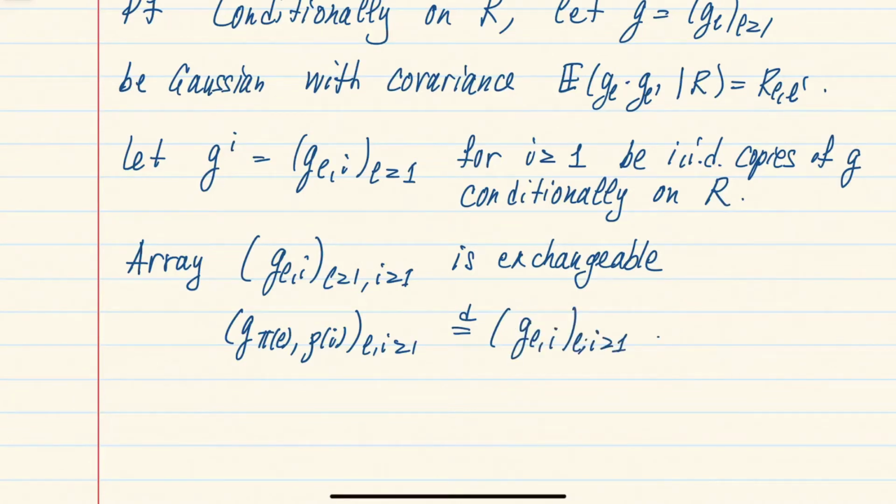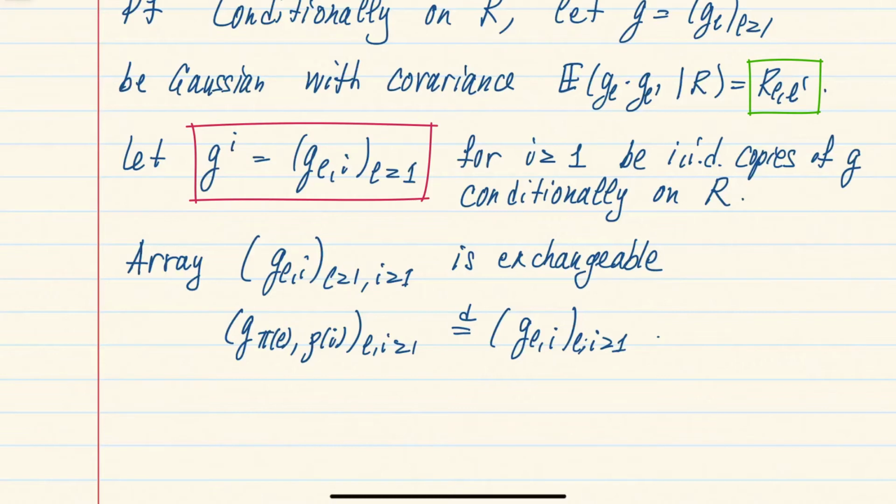We will write this out carefully in a second, but more or less it should be clear, because first of all, permuting index i just corresponds to permuting this IID sequence of copies of G that we defined above. And then for any fixed i, the distribution of the column, which was just one sequence that we defined above, is a Gaussian distribution conditionally on our array R, and of course permuting the coordinates of the Gaussian vector corresponds to permuting the rows and columns of its covariance matrix. And we assume that that matrix is actually invariant in distribution under such permutations.